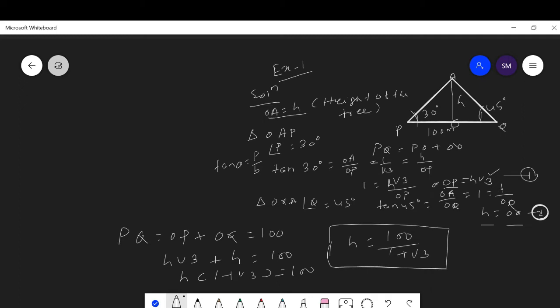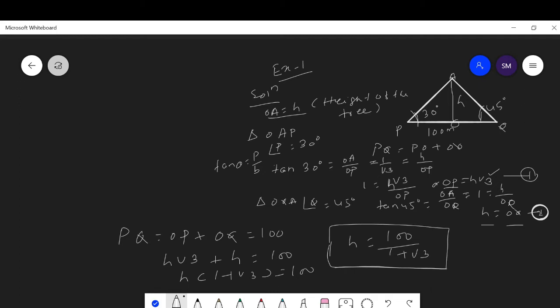Here the question says, a 100-meter wide river. There is an island in the middle of the river. P and Q are two points on the two sides of the river. From point P the angle of elevation is 30 degrees. Let the height of the tree be H, and from the other side the angle of elevation is 45 degrees. The width of the river is given as 100 meters. We have to find the height of the tree.